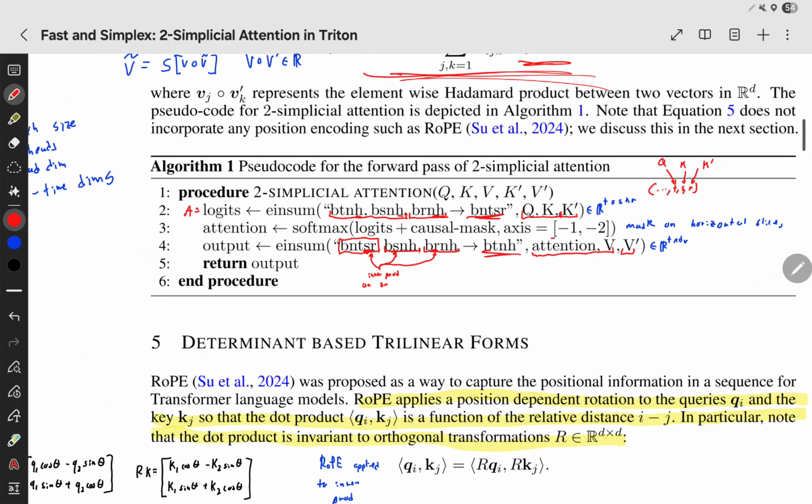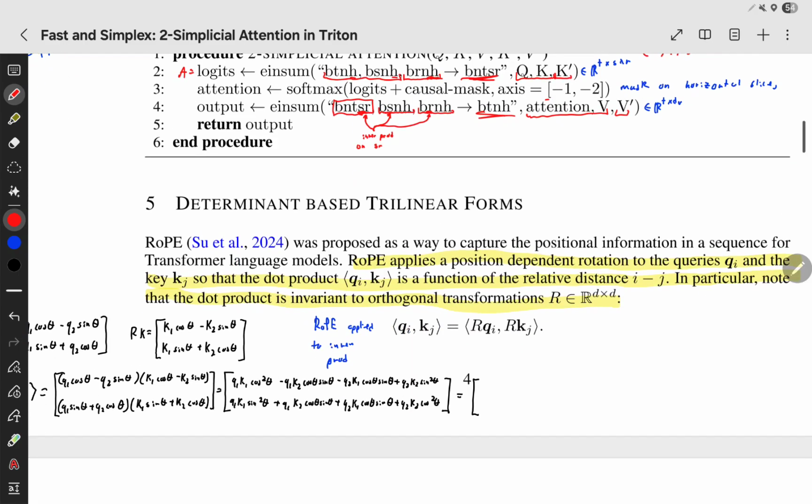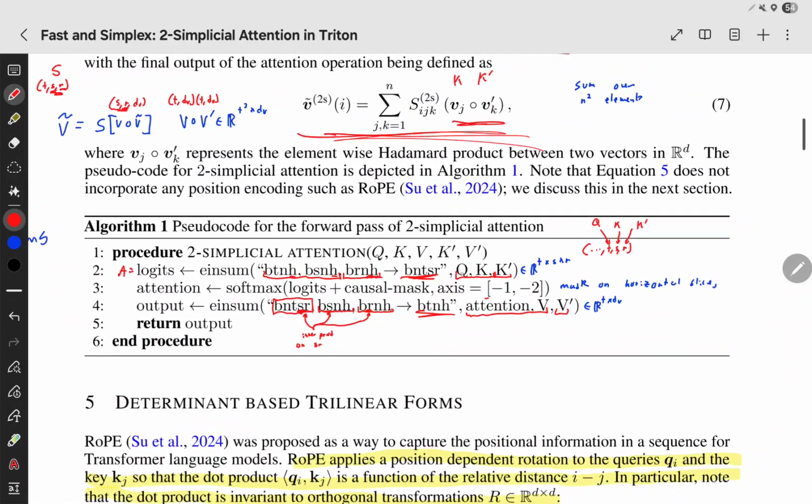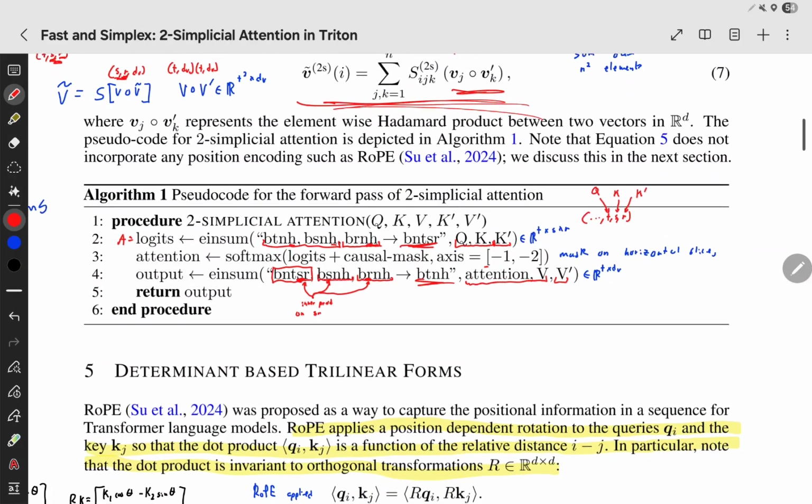So there is a problem, and this should make sense. It's just adding a third dimension, extending the attention matrix to a third dimension, but there is a problem, and the problem is with this rope. So, yeah, there's a problem with rope.